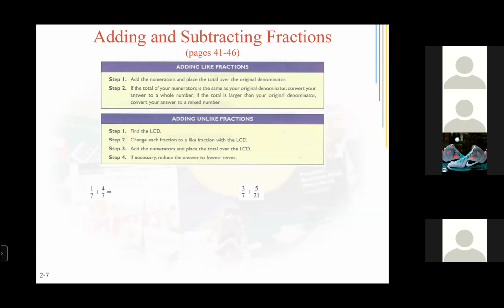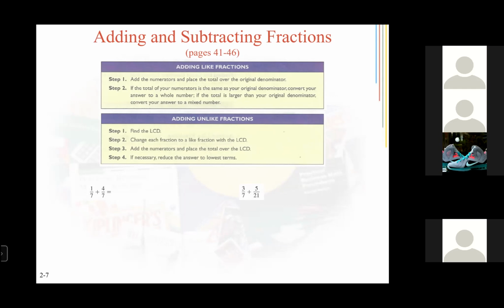For the first example, you could use 7 as the denominator. For the second one, because the two denominators are different, you have to use a number that could go into both. Okay, so what's the answer for the first one? It'll be 5 over 7. 5 over 7. That's okay.